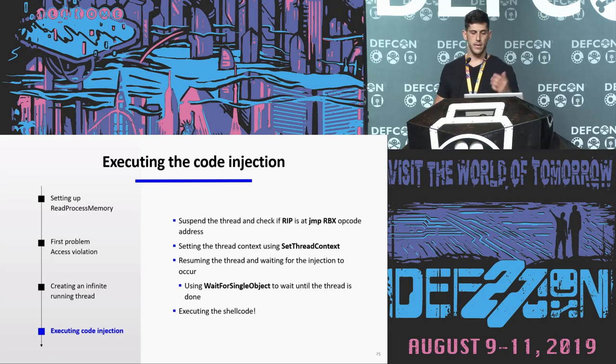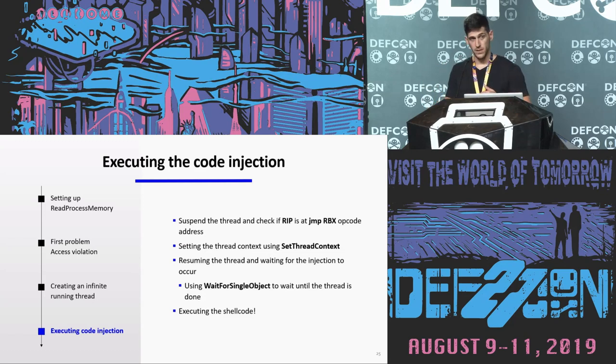Okay, so now let's execute the code. Let's just execute the code injection. So now we will suspend the thread and see that RIP really points to our jmp RBX opcode, so we know that the thread was initialized and everything is okay. And then we'll start setting the thread. RCX is going to point to the duplicated handle we duplicated. RDX is going to point to the address of the shellcode in the injecting process. The buffer, the lpBuffer, which is R8, is going to point to the location we allocated for the shellcode. R9, which is the size, is going to be the size of the shellcode.